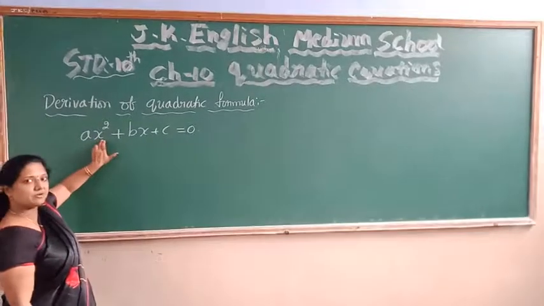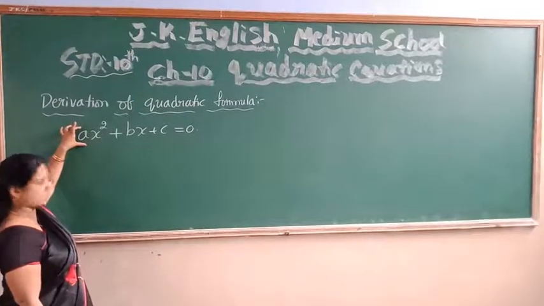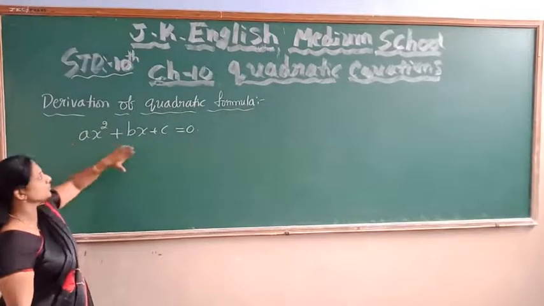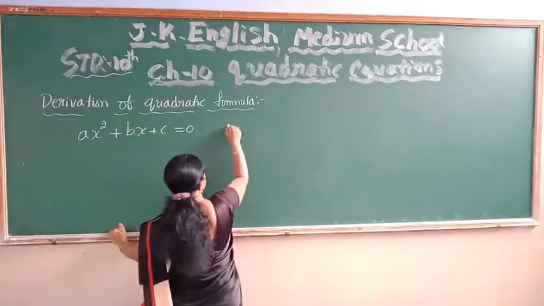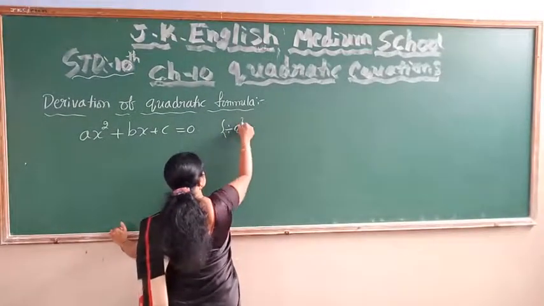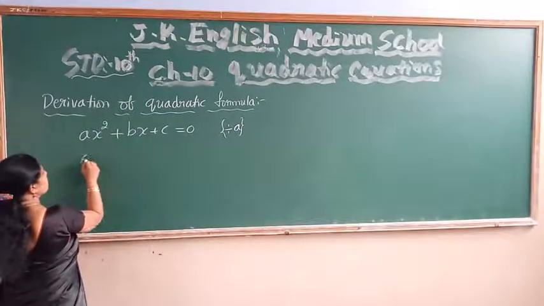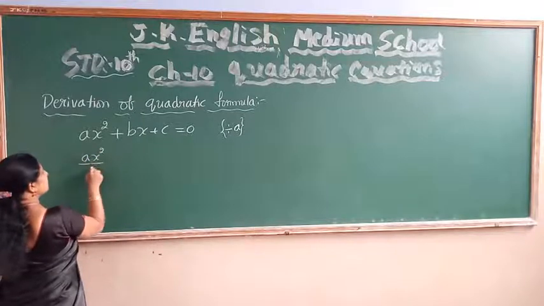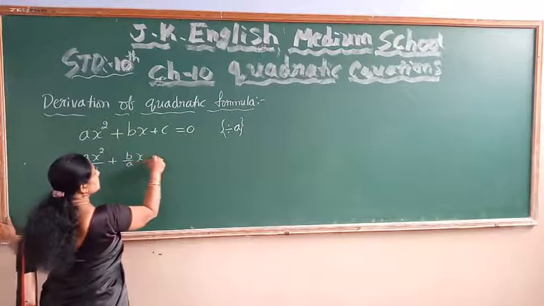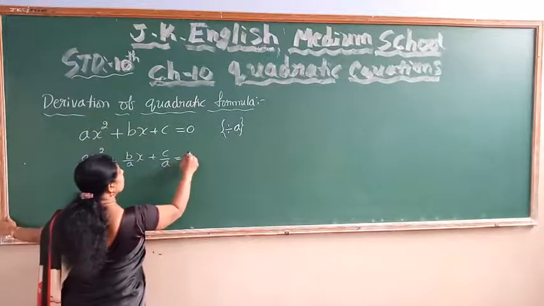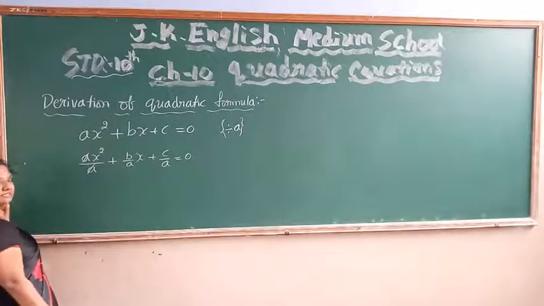In the general form, the coefficient of the squared term is a. So you divide all three terms by a. This is the first step. You have to remember, if we divide, you will get ax square divided by a plus b by a into x plus c by a is equal to 0. The a gets cancelled.